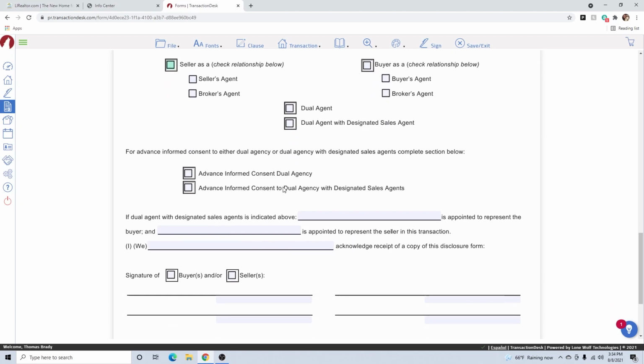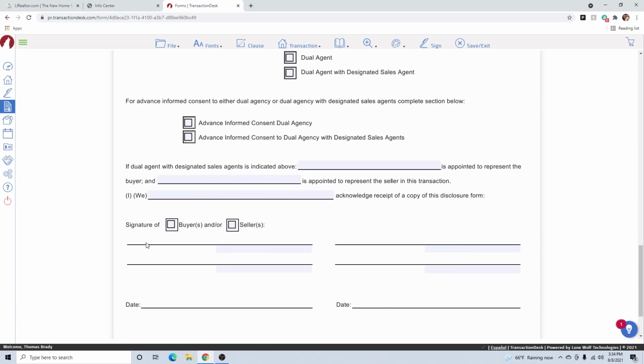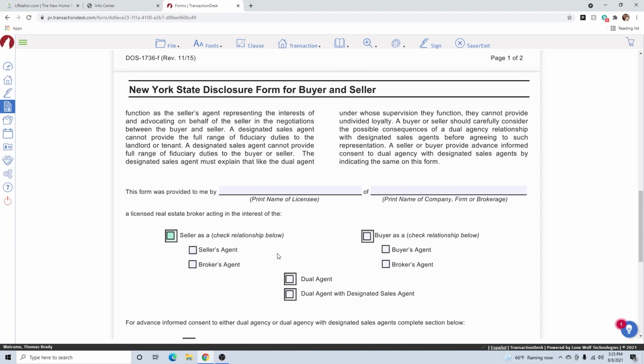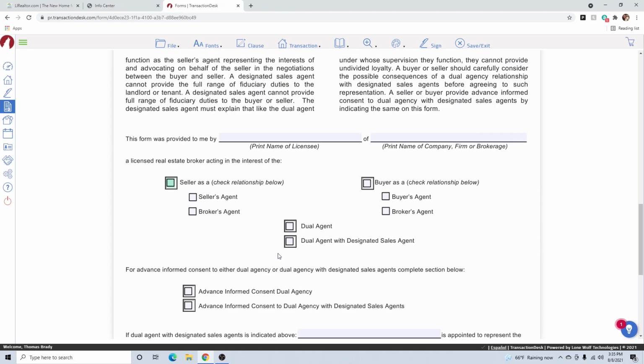Now say they refuse to sign. You cannot put refused to sign. You have to fill out a refusal to sign declaration by real estate licensee. I'm not going to cover that here, but it'll be a separate paper. So you cannot write refused on this paper. Just keep that in mind. If they refuse, you have to fill out a declaration.